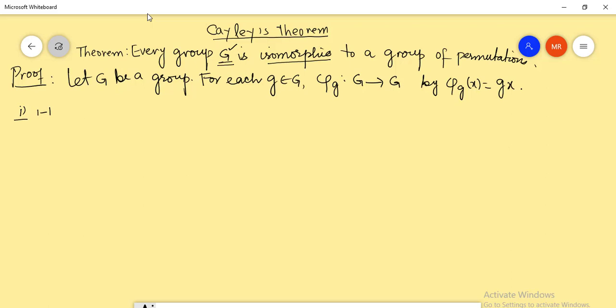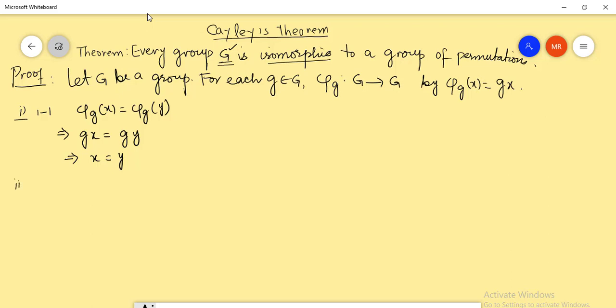So to prove that this is one-to-one, consider phi_g of x equal to phi_g of y. Using the definition of this mapping, we will have gx equal to gy, which implies that x is equal to y. So if two elements have the same image, those two elements are the same. That is, the mapping is one-to-one.